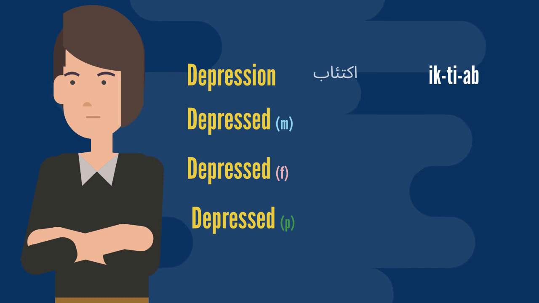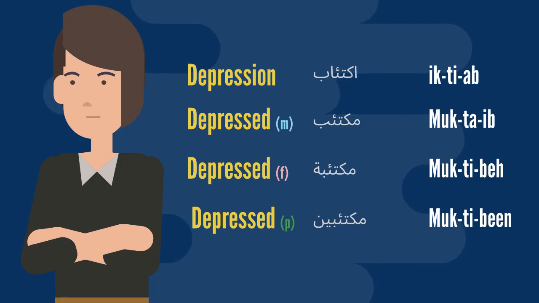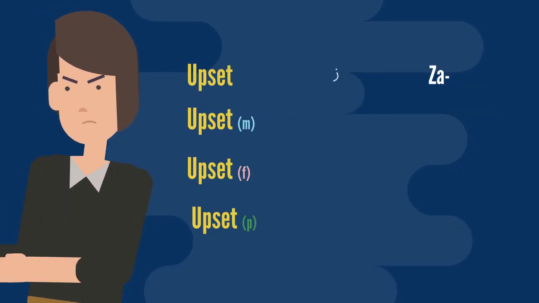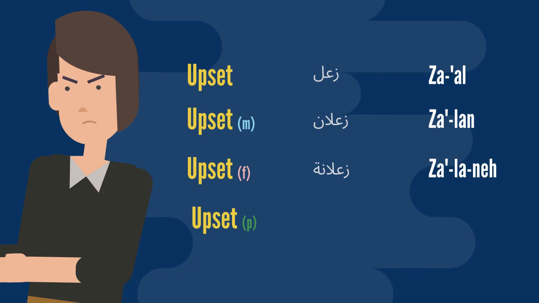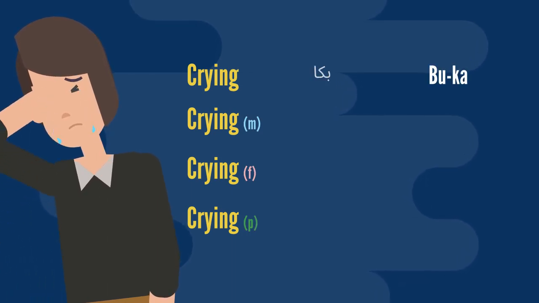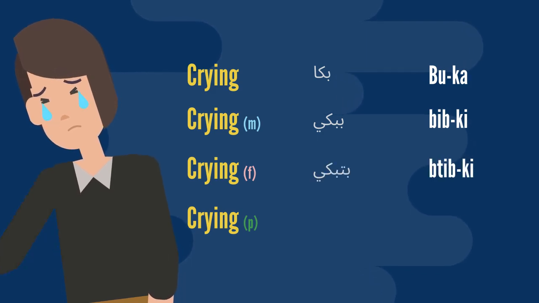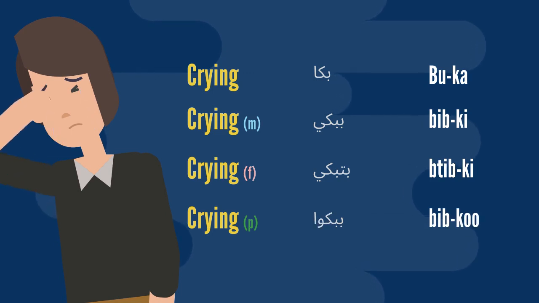Depression, اكتئاب. Depressed for male, مكتئب. For female, مكتئبة. And plural, مكتئبين. Upset, زعل. For male, زعلان. Female, زعلانة. In plural, زعلانين. Crying, as a noun, بكا. Crying for male and as a verb, ببكي. For female, بتبكي. In plural, ببكو.